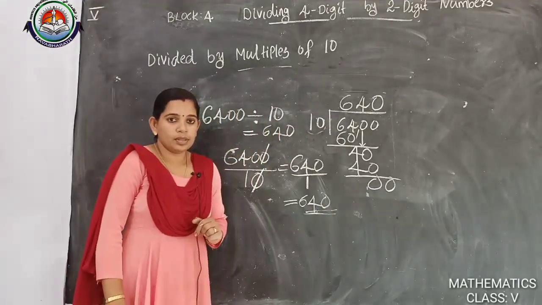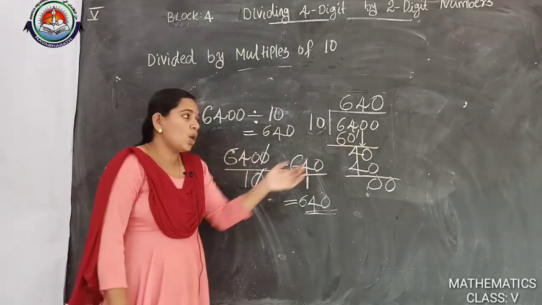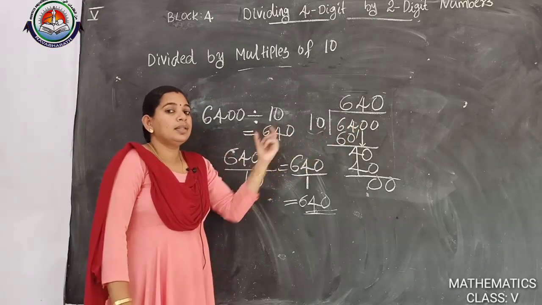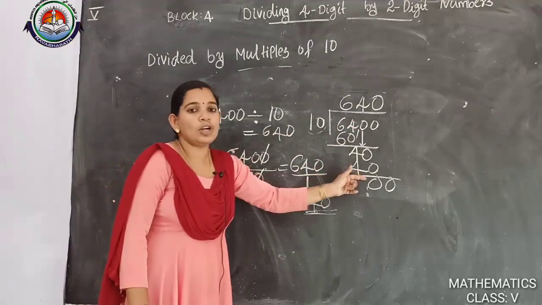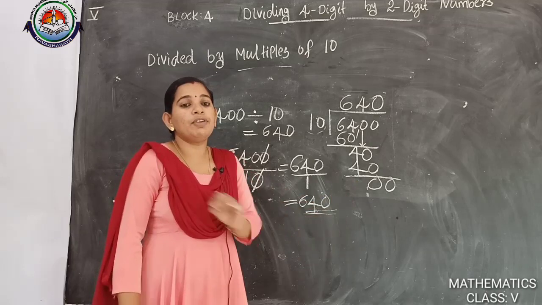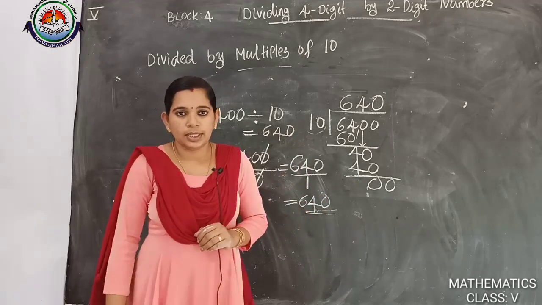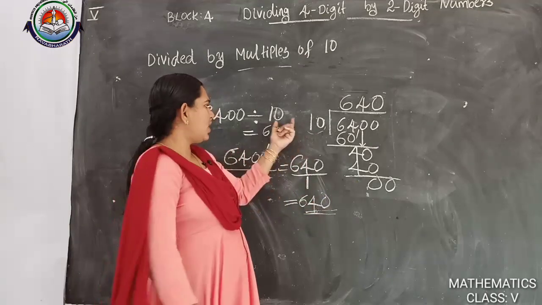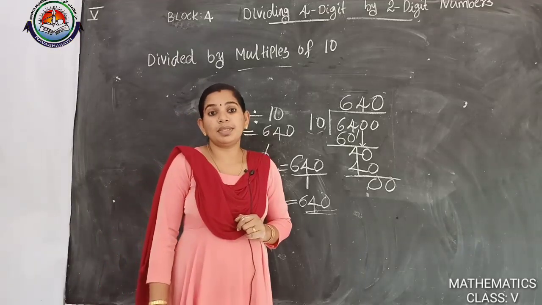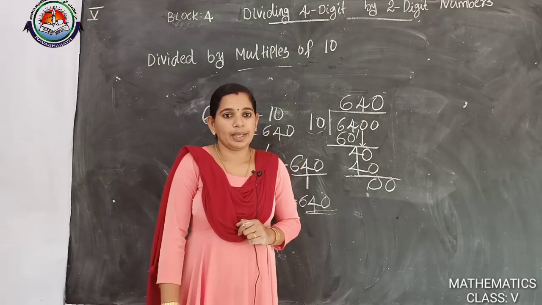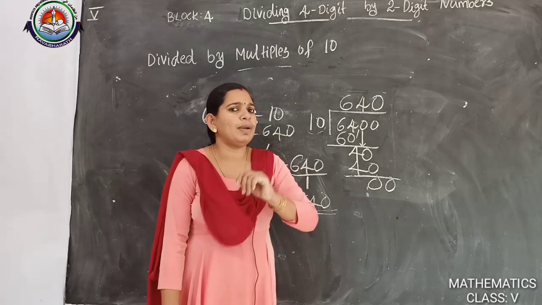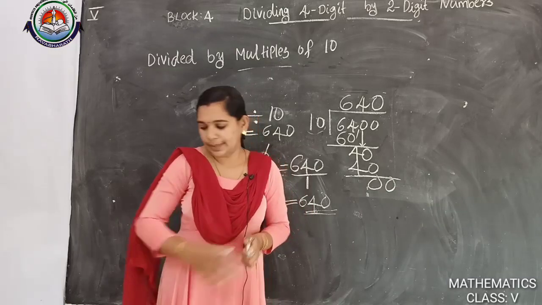Okay. So we did two methods. One is this simple method and this is the long division method. Whichever is convenient for you, follow that. Then we do another problem. Here we are using 10. Sometimes it's divided by 20. 6,400 divided by 20. What is the answer? We will check it.